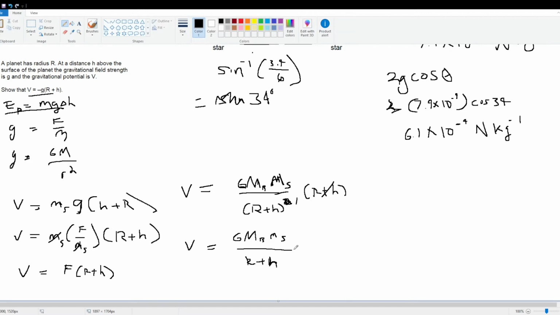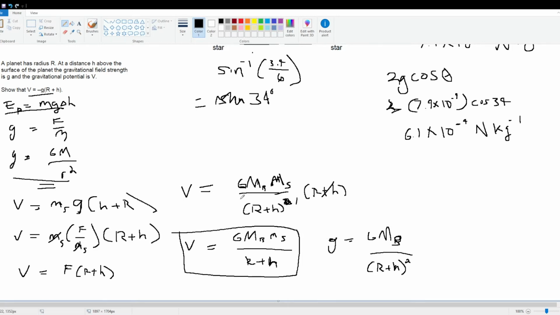So we know that g equals, this is where it can be a bit tricky. Now there are multiple ways to approach this question, but this is the way I've chosen. So we're going to use the other equation, this equation here, g equals g m b over r plus h squared. R plus h squared. Is that right? Yeah. Okay, so now we have these two equations here. This is the equation we really want. And we also have this one just straight from a booklet or the formula sheet. So now what we're going to do is combine these two equations.